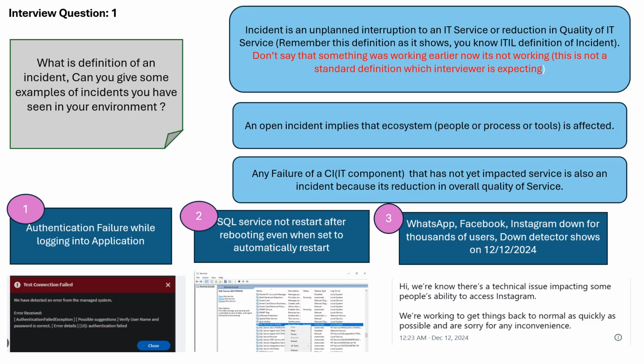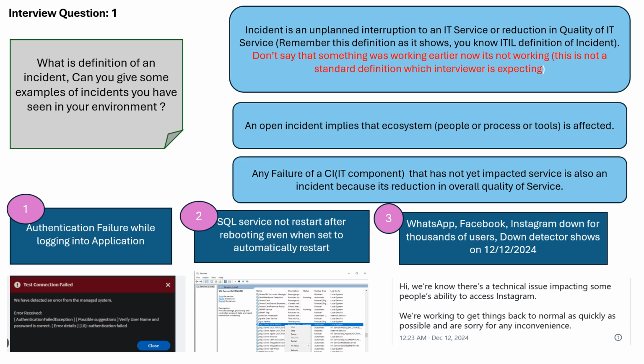Because the person who is taking your interview might be a non-technical person, belonging to the business also. So rather than giving only technical things, you can put out certain examples which everyone is aware of. You can simply say that on the 12th of December, we saw that there was a global outage for WhatsApp, Facebook, Instagram, and thousands of users were affected. So that was again a global incident.